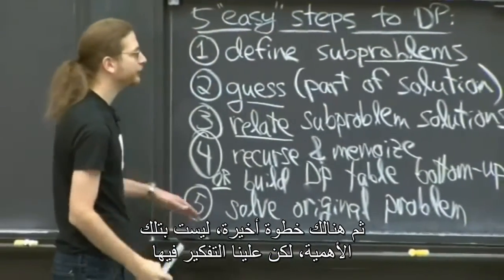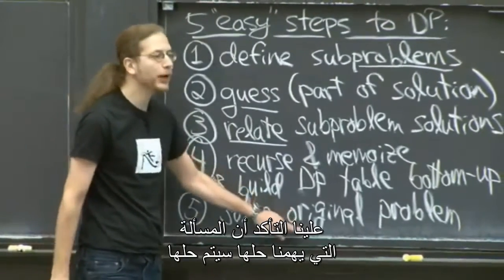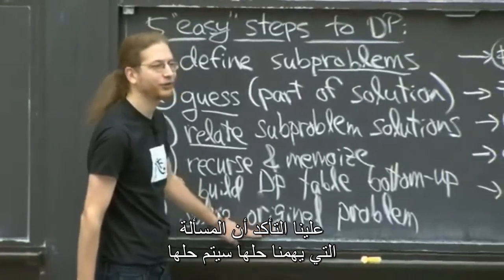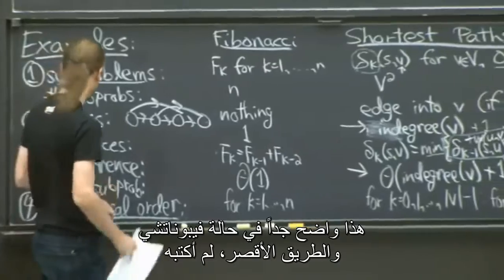Then there's this one last step that usually isn't that big a deal, but you have to think about it. You need to make sure that the problem you actually cared about solving gets solved. In the case of Fibonacci and shortest paths, this is pretty clear. I didn't write it.